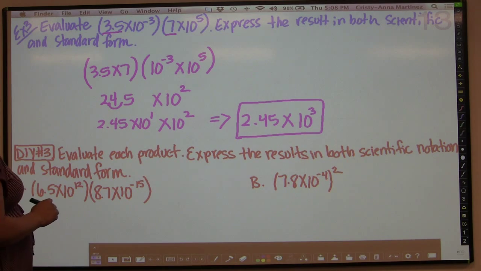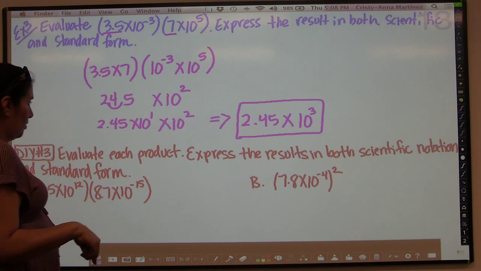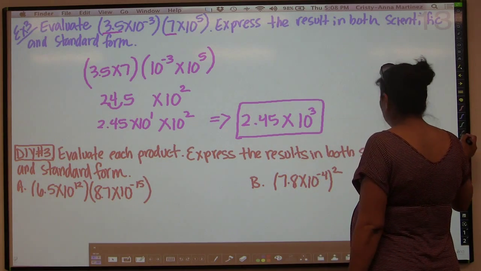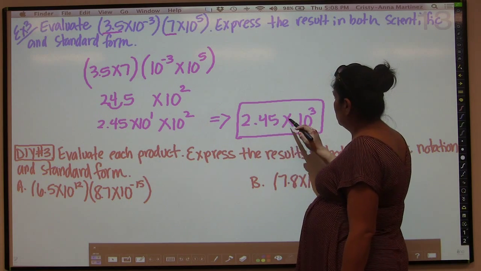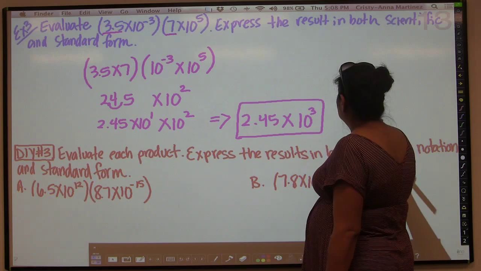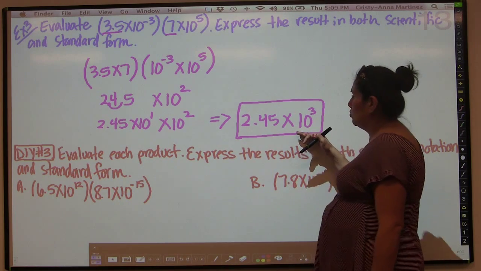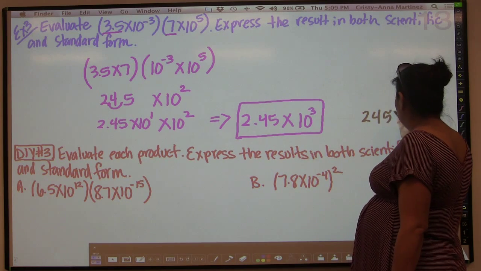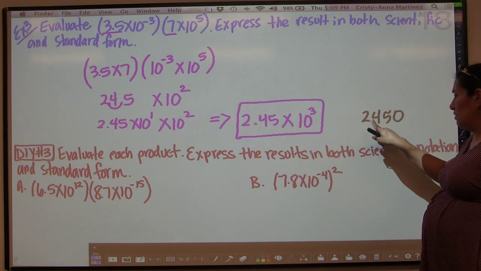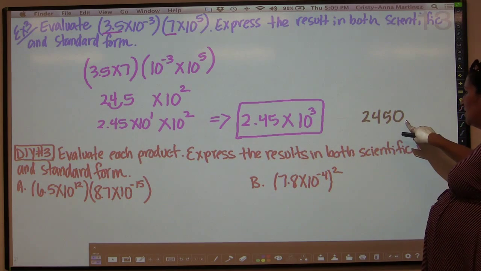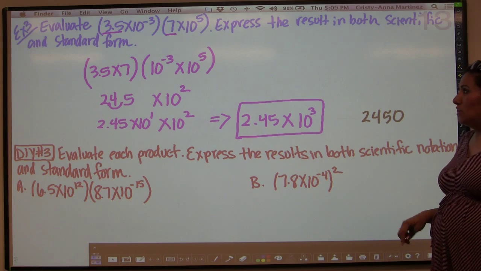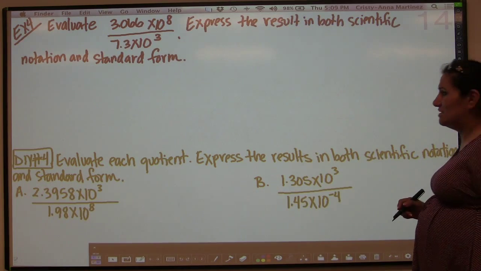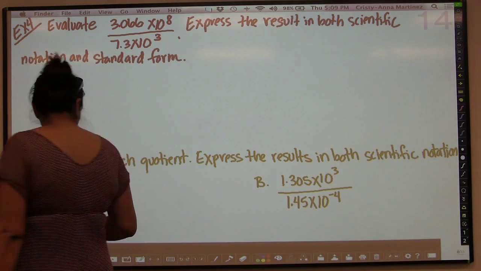Now it does ask us to express the result in both scientific and standard form. So this is scientific notation. If I wanted to do it in standard form, then I would have to move the decimal 3 units to the right, so it would be 1, 2, 3. So in scientific notation, it's 2.45 times 10 to the 3rd, but in standard form, it would be 2,450, because I would move the decimal, that would be right here between the 2 and the 4, 1, 2, 3 times, and you would get 2,450. So I want you to express it in both forms. So now you can do yourself number 3, and we'll go to our last example, which is dividing scientific notation.